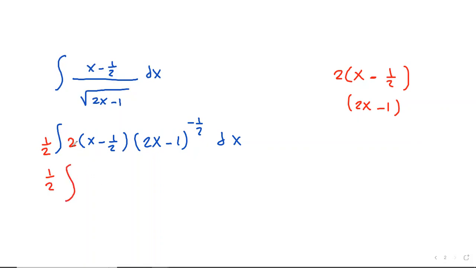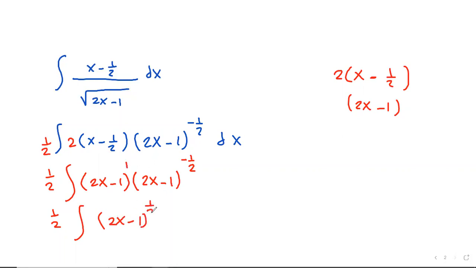The integration of 2x minus 1, and here it's 2x minus 1 to the power of negative half. Just simplifying the expression, it's a half, the integration of. When multiplying like bases, we add powers. So it's 2x minus 1, the power here is 1, and 1 plus negative half is a half.